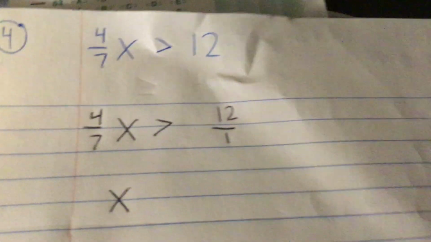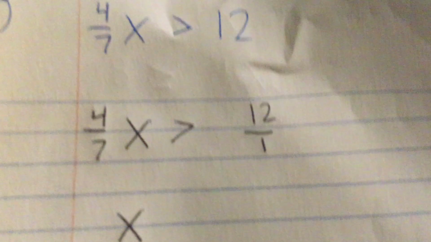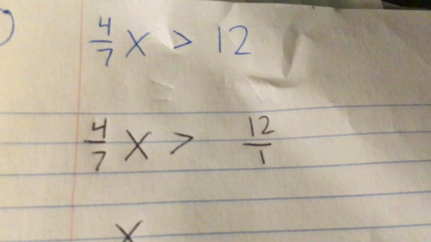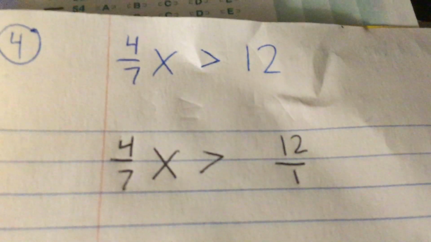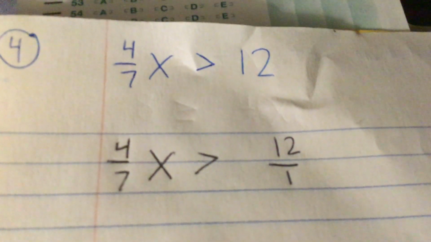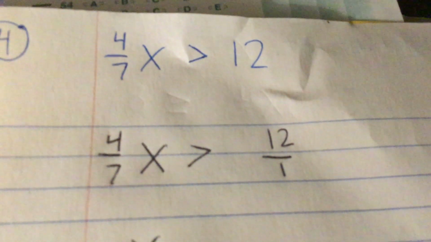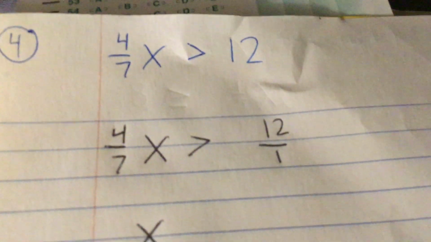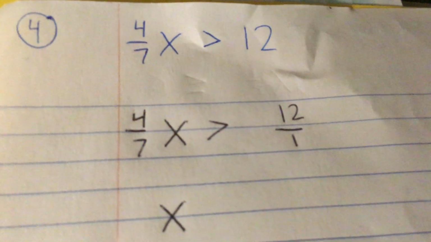Okay. All right, this time, 4/7 of x is greater than 12. So I've got a fraction in front of my x, so that tells me that I'm going to have to multiply both sides by a fraction. If I'm multiplying x by 4/7, ideally I would want to divide both sides by 4/7, but that's really confusing to divide a fraction. So instead what we need to do is multiply by its reciprocal.